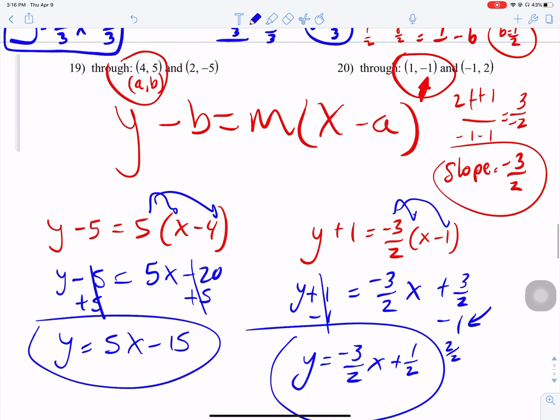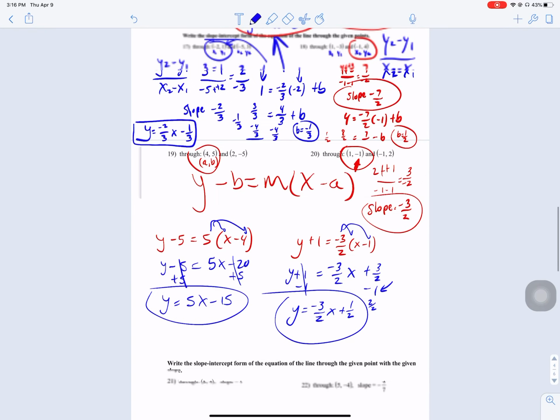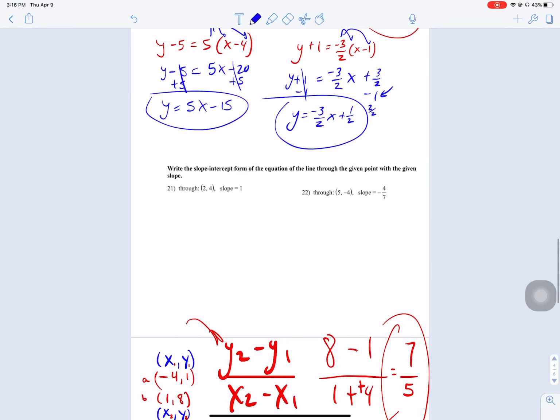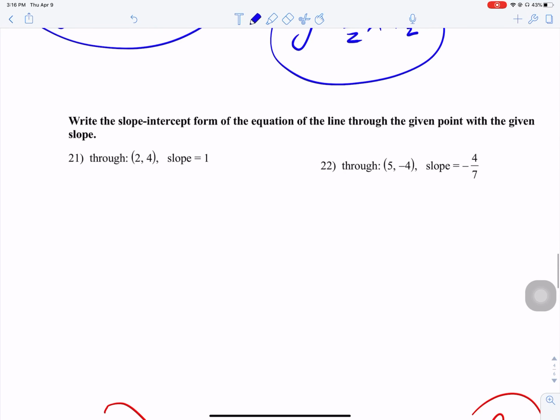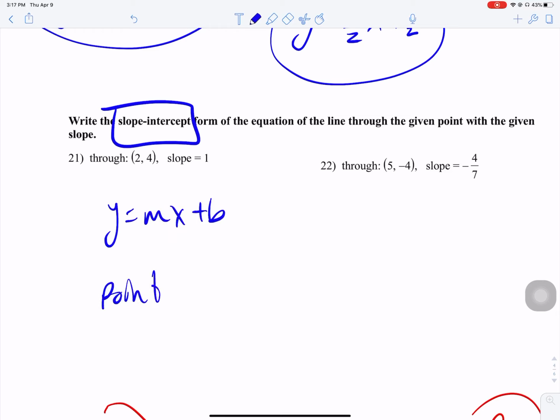All right, I think that's it. Maybe a couple more. Write the slope-intercept form of the line. So they tell you the slope, they give you the number. I think at this point you should realize that when it says slope-intercept, it means y equals mx plus b. And when it says point slope, you've got to know that that's y minus b equals m times quantity of x minus a. I think that's the big thing.